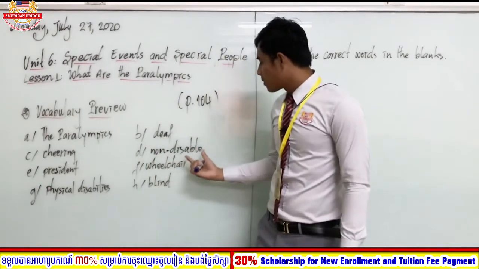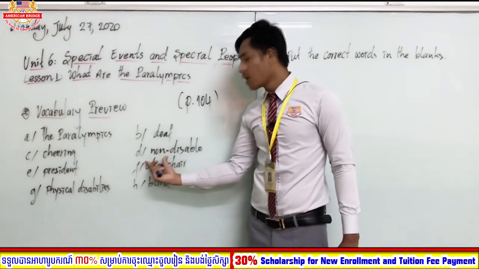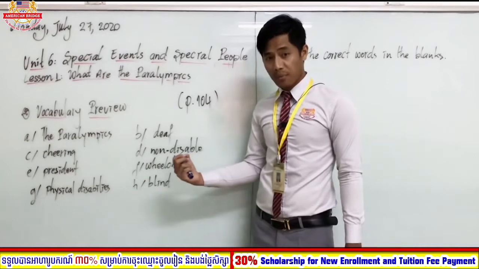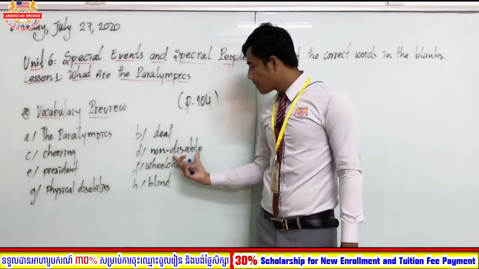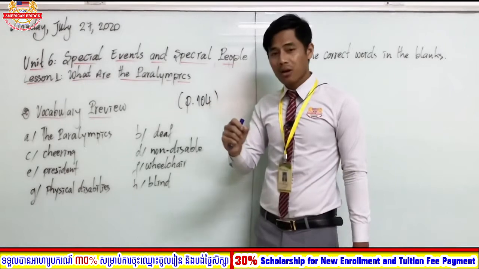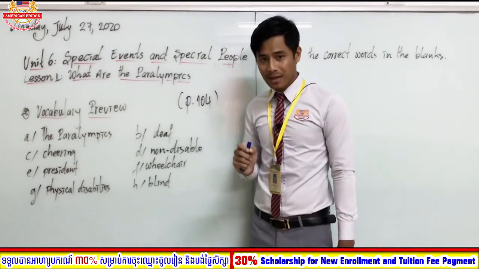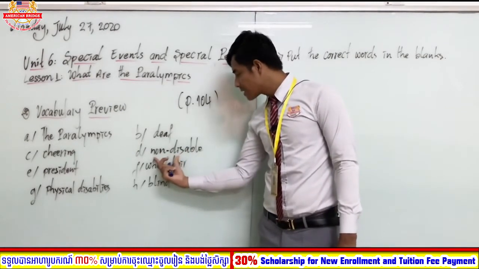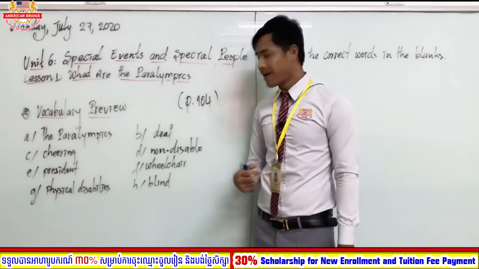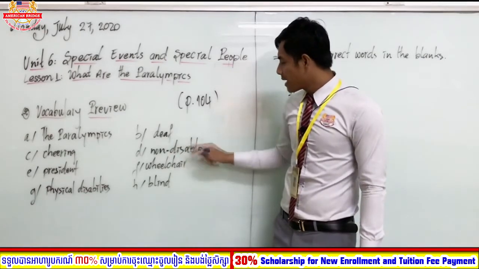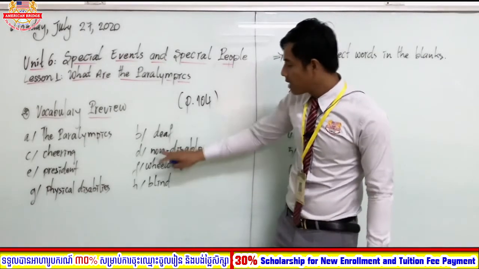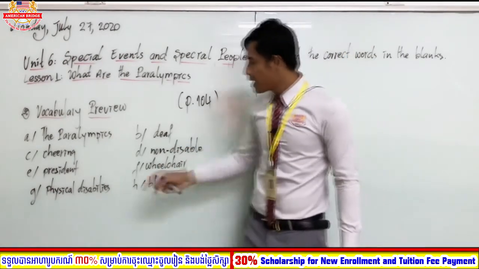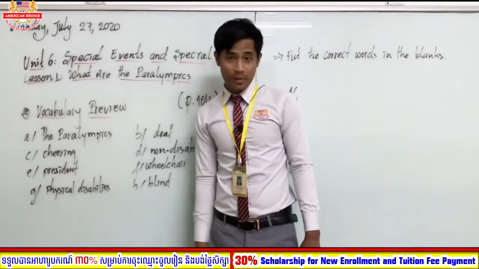Next, non-disabled. Okay, students, look at this: non means no. Disabled means lack of ability to do something. So non-disabled means talking about people who can do something, people who are able. So disabled means cannot do something, and non-disabled can do something. Do you understand this? President. You already know the word president, all right?